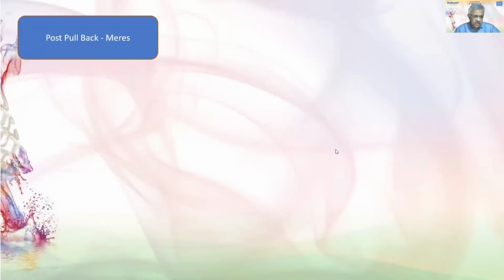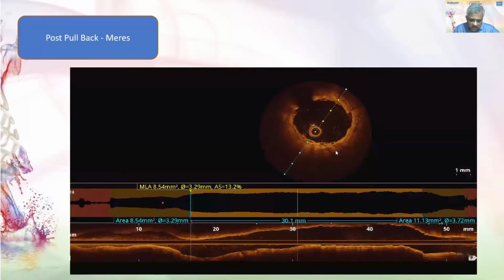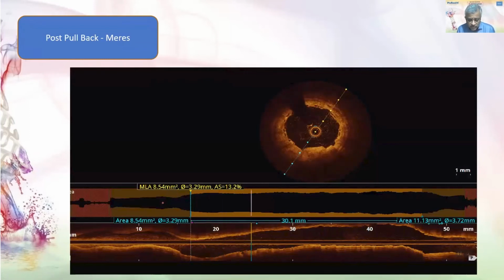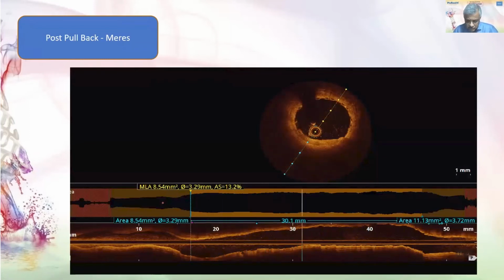So this is a post pullback. Now the problem with saline in this case is that when you have a very large vessel, it is difficult to get an external clearance. So I decided that if I don't get very good clearance and if I can't see what I want to see, I'll take a contrast shot. But luckily we got most of the information.